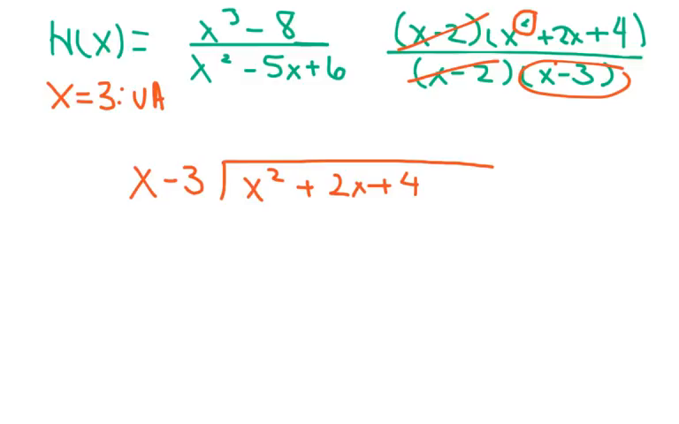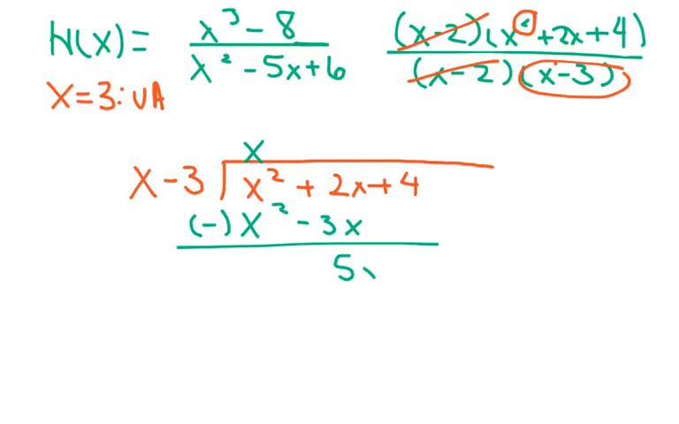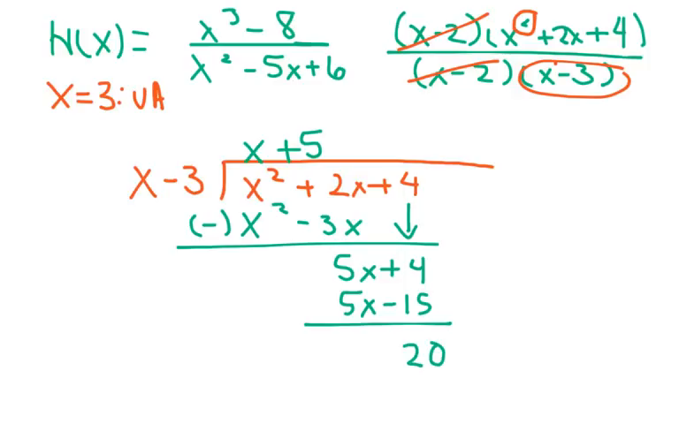So you're going to say what times x gives you x squared, and that's x. You multiply this, and you get x squared minus 3x. You subtract, and you're going to get 5x, and bring down the 4, plus 4. So this is going to be plus 5. 5 times x is 5x minus 15. And basically you're done. This is going to give you 24 remainder.